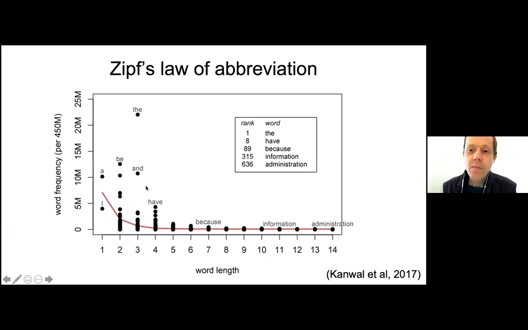So let's start with this picture that John showed you already, summarizing Zipf's law of abbreviation, the idea that longer words tend to be less frequent. So I think of this as something that captures a static property of language. The lexicon is as it is, and children have to learn it. And it just so happens that the longer words they're learning tend to be the less frequent ones.